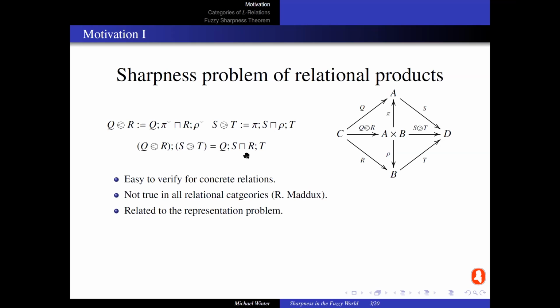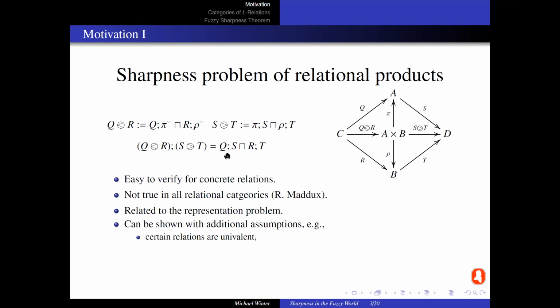Okay, what else can we say about this? It is also the case that the sharpness problem is closely related to the representation problem of relation algebras or relational categories, simply because it involves basically projections and products. Okay, so when can you actually show this property also abstractly? There have been several attempts to do this.